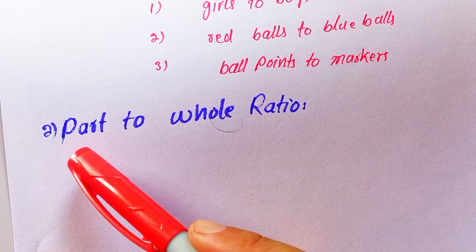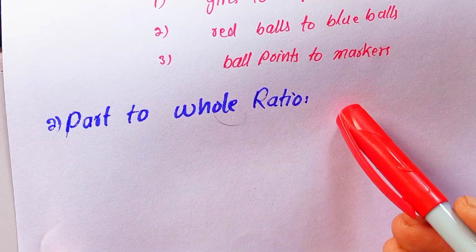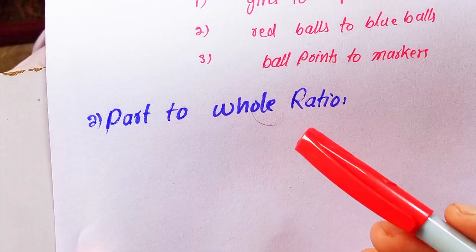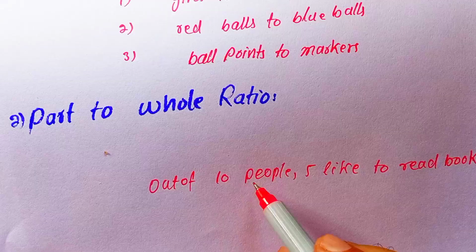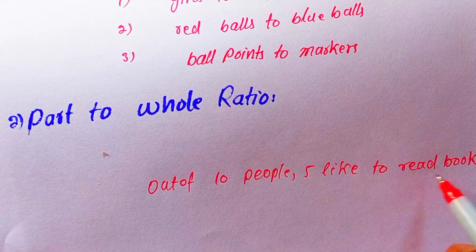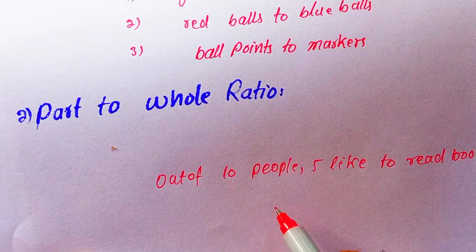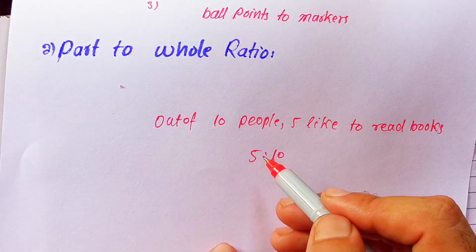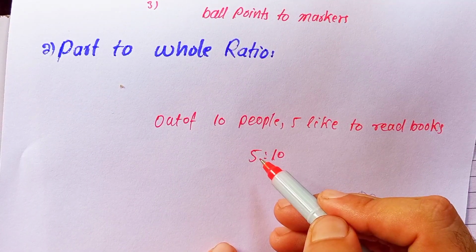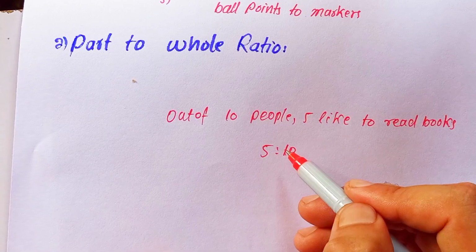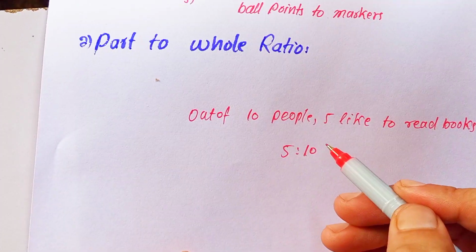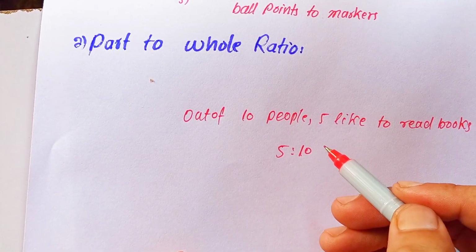The second one is part to whole ratio. Part to whole ratio shows the relationship between a specific group and a whole. Out of 10 people, 5 like to read books. So we can write it as 5 ratio 10. It shows the relationship between the people who like to read books and the total people. That means that every 5 people from 10 like reading books.